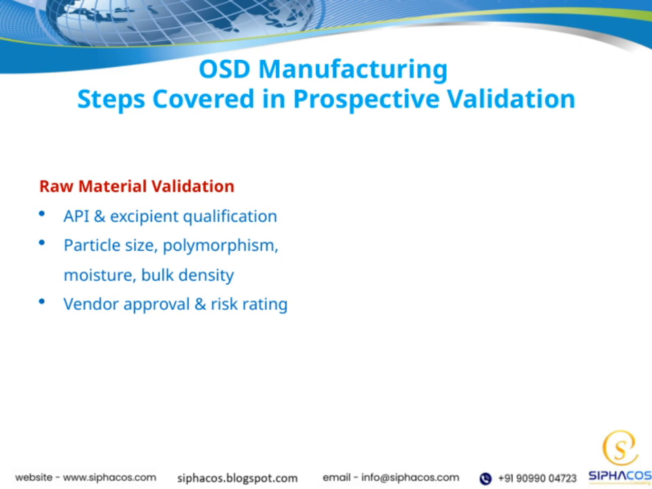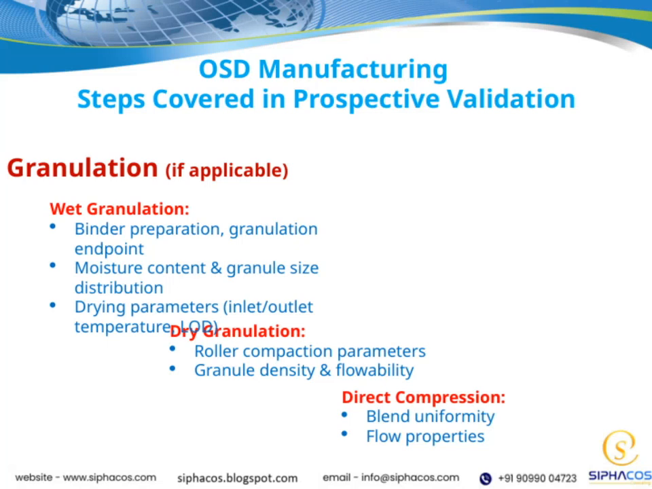throughout the product lifecycle. Let's start by looking at direct compression. Here, the key factors are blend uniformity and flow properties. Ensuring the blend is uniform is crucial because it directly impacts the consistency of the final product. Good flow properties mean the material moves smoothly through the manufacturing equipment, reducing variability and potential blockages.